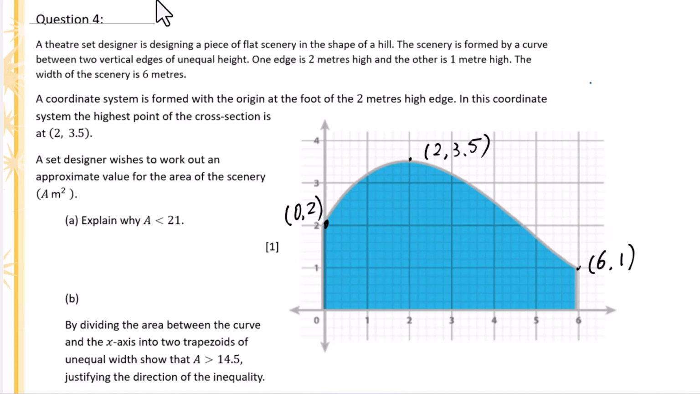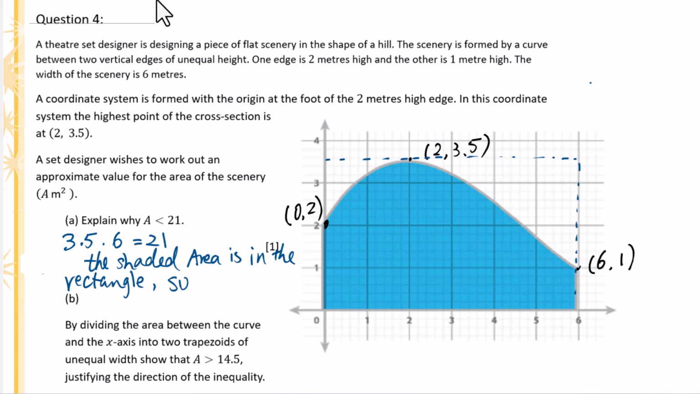Let's form a rectangle with the shaded region in it. The area of this rectangle is 3.5 times 6 equals 21. The shaded area is inside this rectangle. So A < 21.